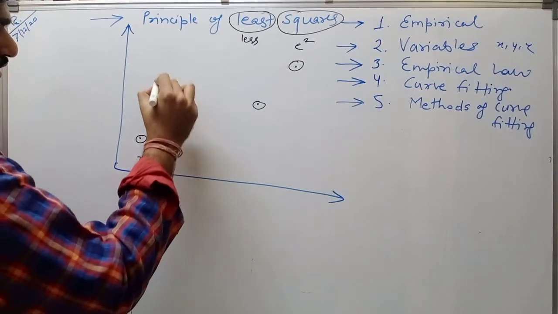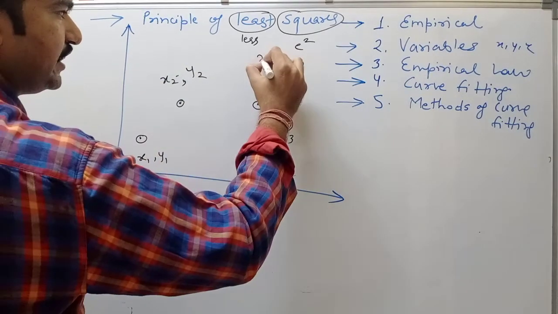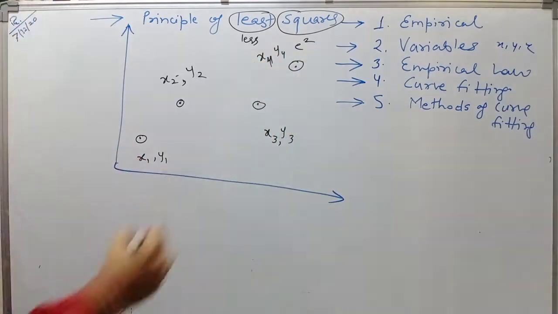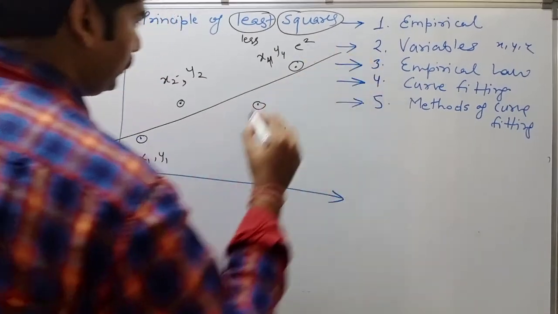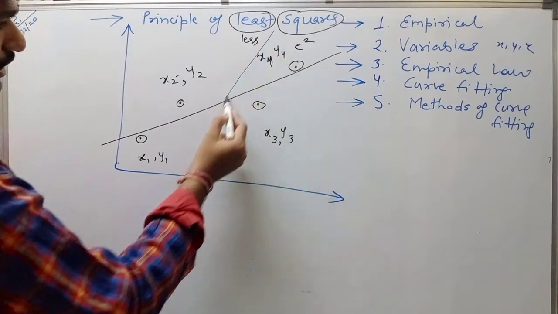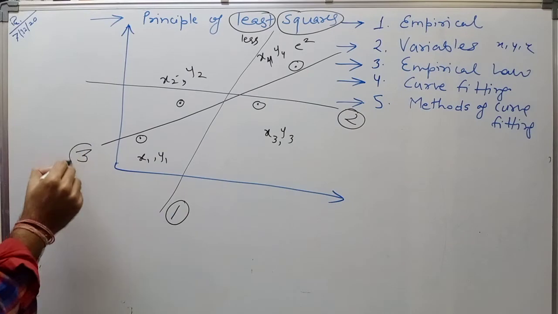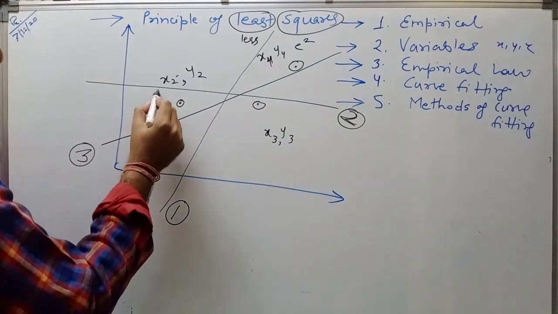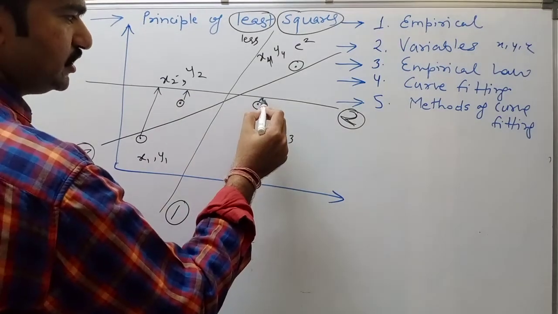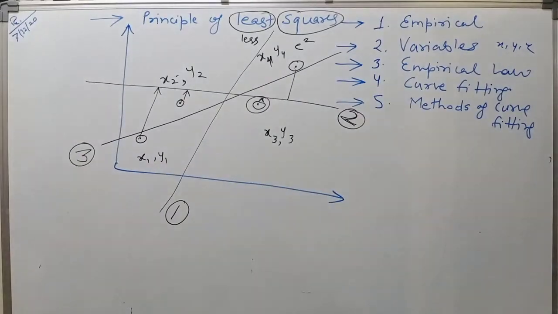It is x1 y1, it is x2 y2, this is x3 comma y3, this is x4 comma y4. There may be different lines that can be plotted. For example, I am plotting this one line, and there may be other lines as well. This is line number 1, this is line number 2, and this is line number 3. If line number 2 is there, the difference of these values from it is very much. This is very less, but all these three values differ from it. So the difference between the values is increasing.